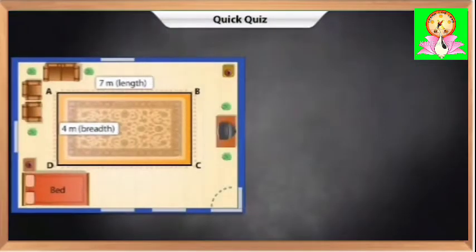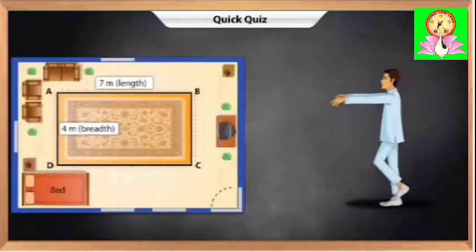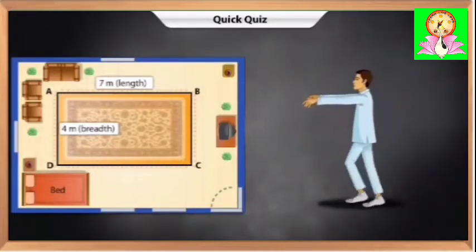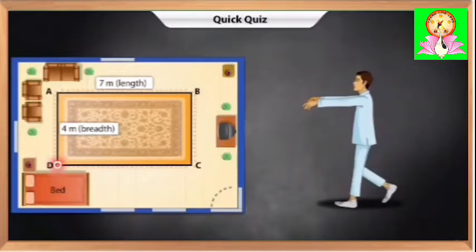Dear students, let us solve this quick quiz in which a sleepwalker walks from his bed through the rectangular path DABC of breadth 4 meters and length 7 meters. We have to calculate the distance and displacement travelled by the sleepwalker.